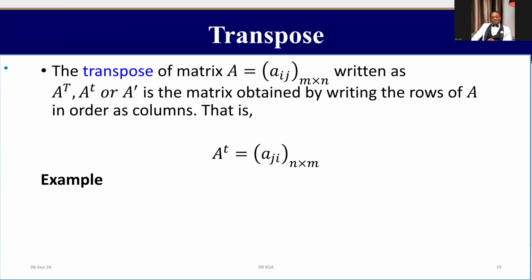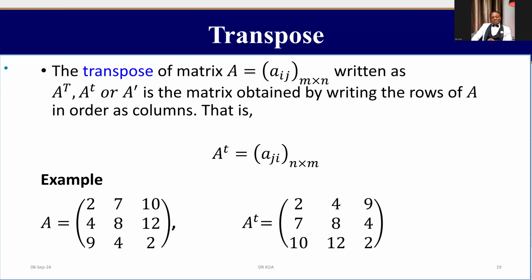Now let's look at the transpose of a matrix. Please remember, the transpose of a matrix is not the same as the inverse of a matrix. The transpose of a matrix is where you rotate the rows and make them columns, and then rotate the columns and make them rows. So the first column becomes the first row. The second column becomes the second row. The third column becomes the third row. It's as simple as that.